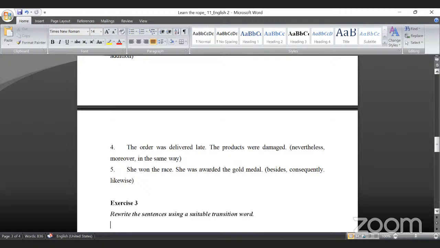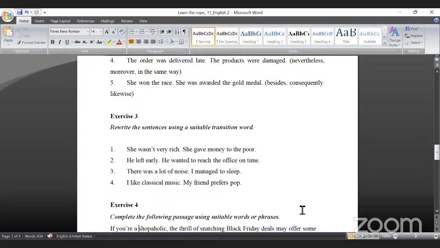Fifth one, she won the race. She was awarded the gold medal. Besides, consequently, likewise. Consequently. Yes. Consequently, she was awarded the gold medal. Correct. She won the race. Consequently, she was awarded the gold medal. Okay. All right. Same thing again.